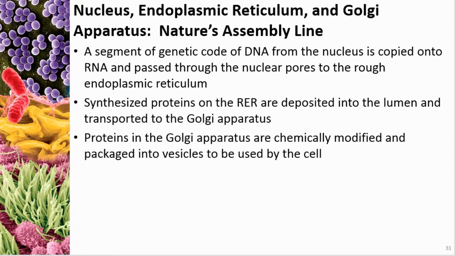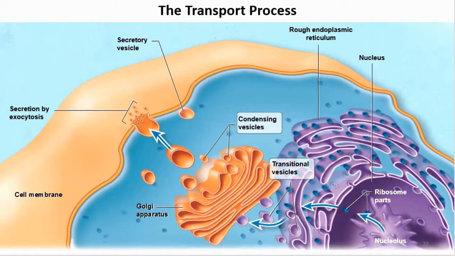And once in the Golgi, they can be further modified and packaged into vesicles to be used by the cell, or in the case of multicellular eukaryotes, can be exocytosed out of the cell, like in a hormone or something. And so this just kind of shows these sequences. So we create RNA, and what they're showing that's being created here is rRNA, because this is ribosome parts. So this rRNA exits through the nuclear pore into the rough endoplasmic reticulum. From there, it is packaged and further modified into the Golgi, and then it shows it secreting it via exocytosis.